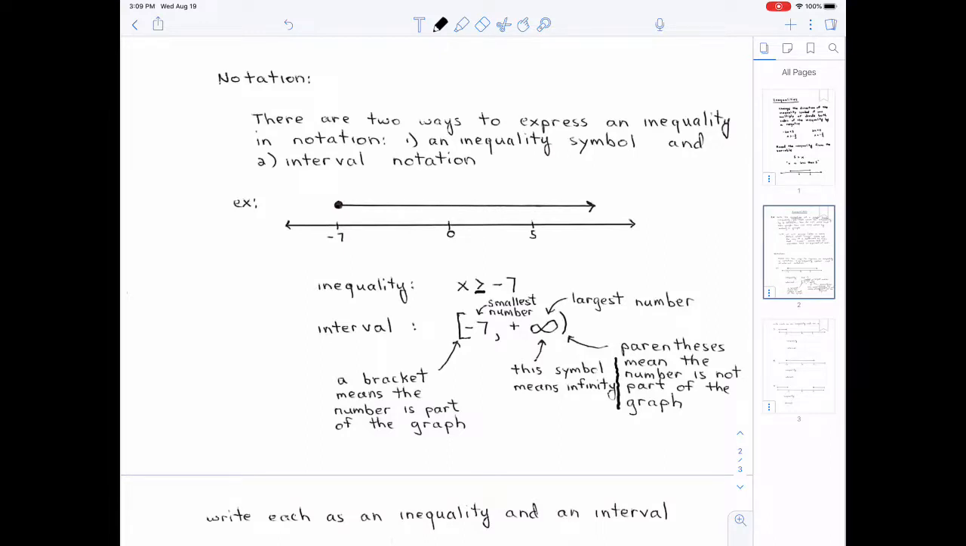And does it include infinity or not? Okay, if the number is part of the graph, you put a bracket. Well, -7 is part of this, so you put a bracket. How about infinity? This will always be true for infinity: you never include infinity. Why? Because can you reach infinity? No. So if you can't reach it, how can you include it? If you don't include the number on the graph, then it's a parentheses. Okay? So what I want to do is go through 3 examples here and show you how to write them.